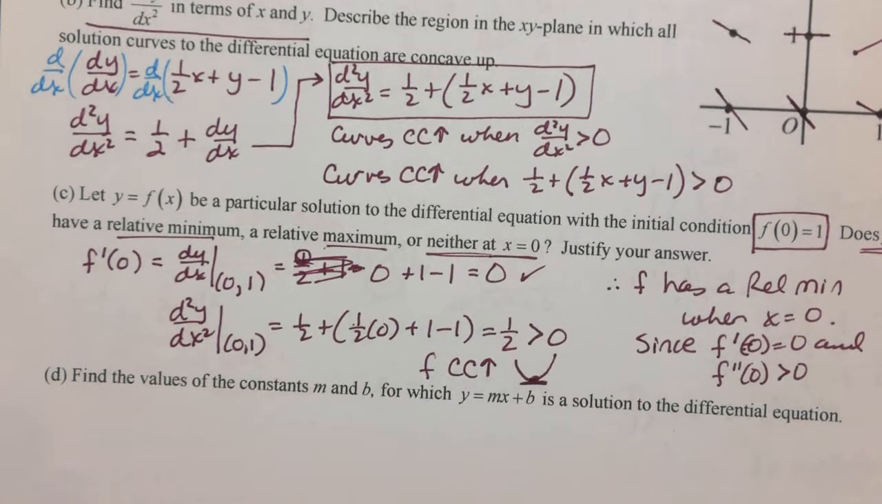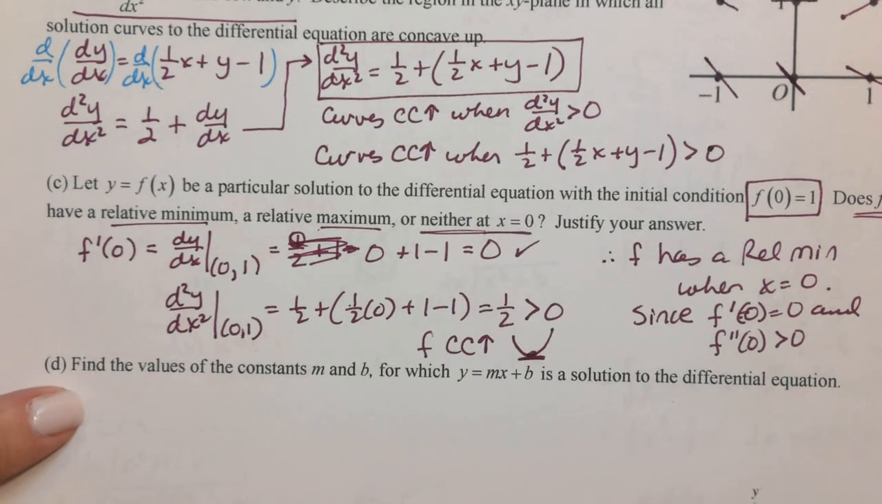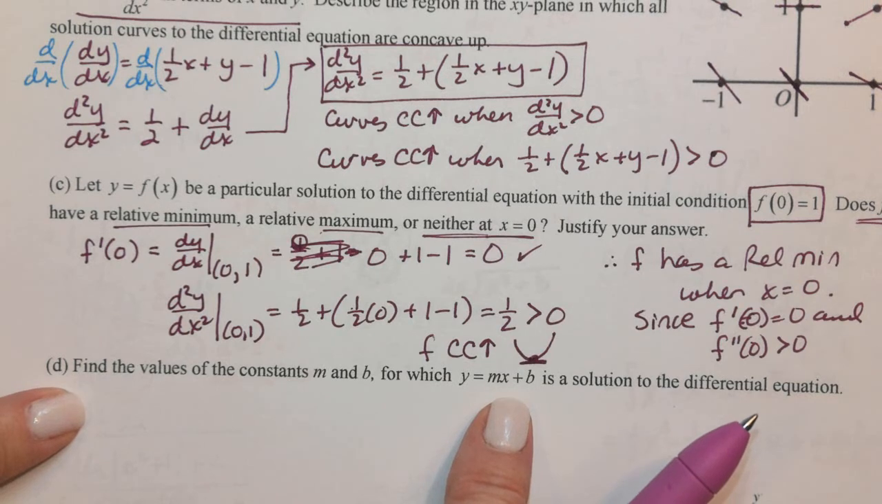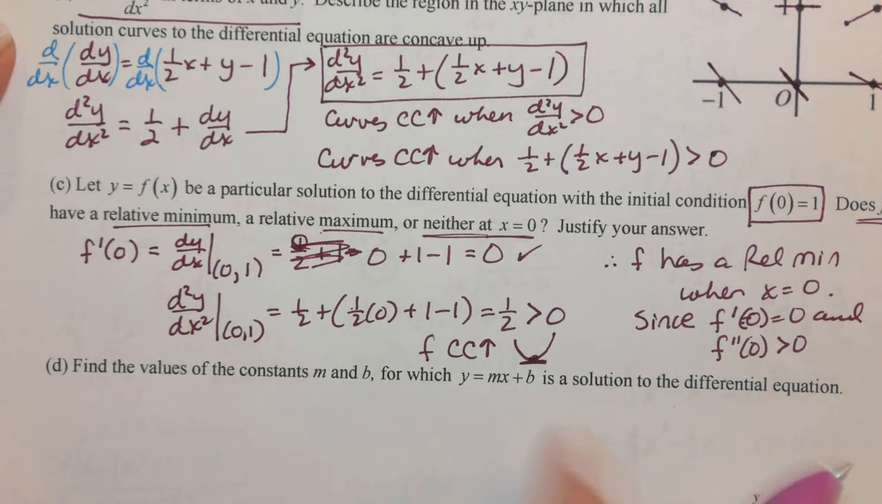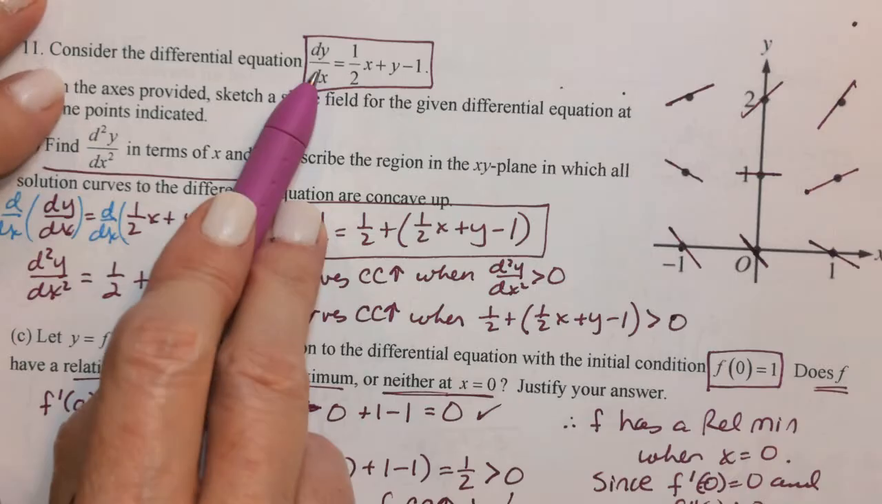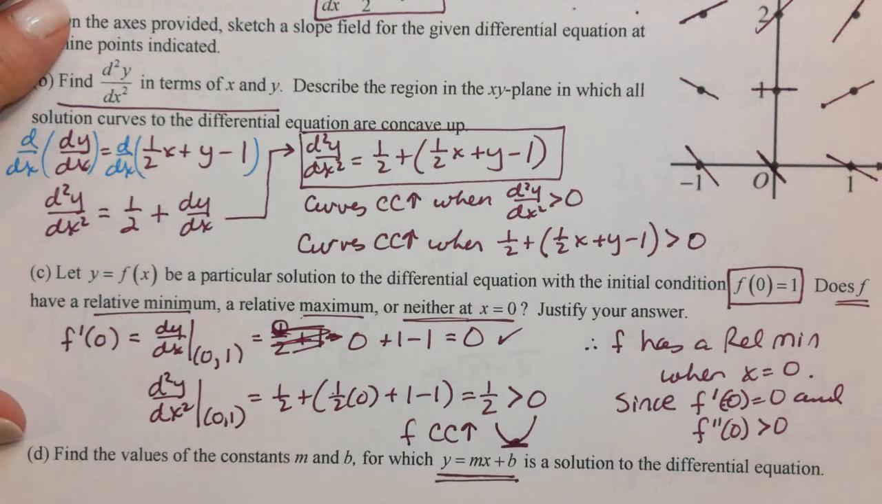All right, part D. Find the values of the constants m and b for which y equals mx plus b is a solution to the differential equation. Okay? I've got this from an old AP exam, and this is a little bit of a tricky question, all right? Well, here's what I'm going to do. I know if this is a solution, then y prime has got to be this. If this is a solution, then dy dx has got to be that, right?